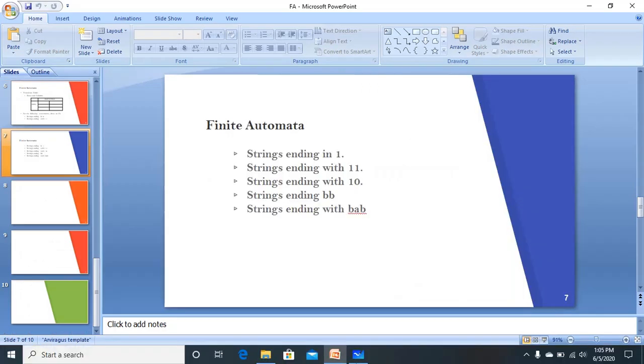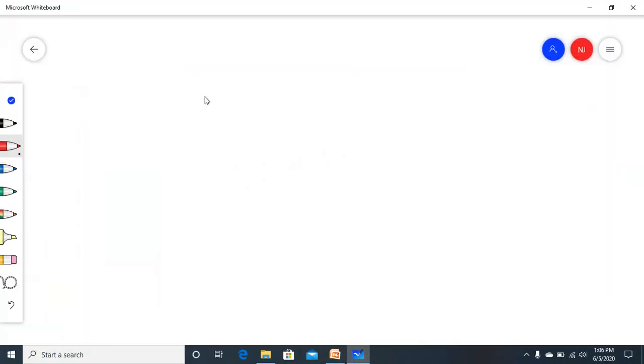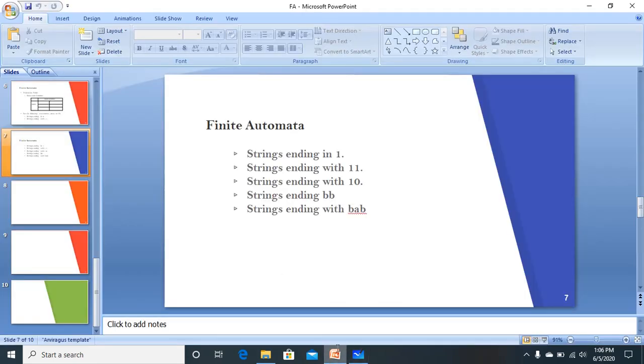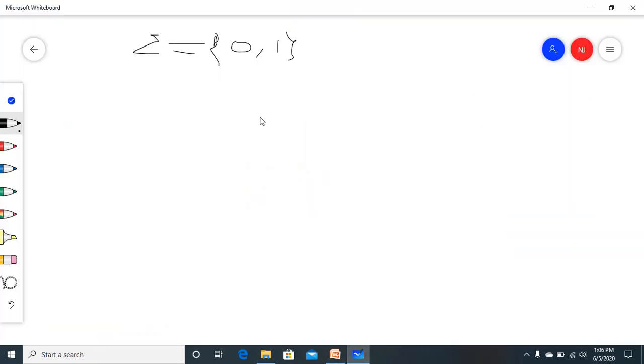For that, first I have to select the alphabet here. So what is the alphabet now? Here sigma, the set of alphabets, is 0 as well as 1, because for strings ending in 1 we have to take the set of alphabets as both 0 and 1. Our second step is that we have to construct the regular language of the given problem statement, which is strings ending in 1.